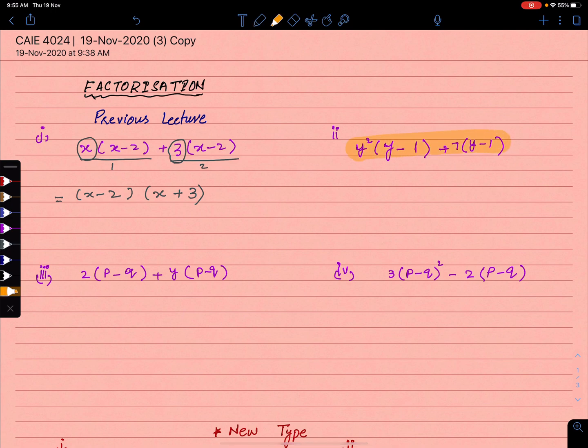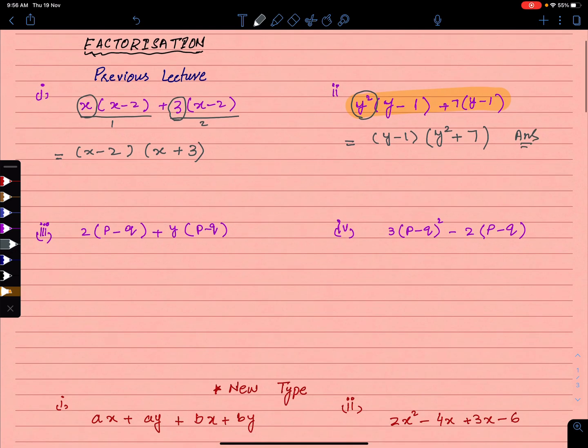Now look at this second question, y square into y minus 1. So how do we factorize it? If you look at this, we have y minus 1 is common. So I will take y minus 1 common. The rest of the term would be, we have just only y square in the first term, and plus 7 would be the second term left in this. So y minus 1 into y square plus 7 is the answer. Okay, so this is the factorization.